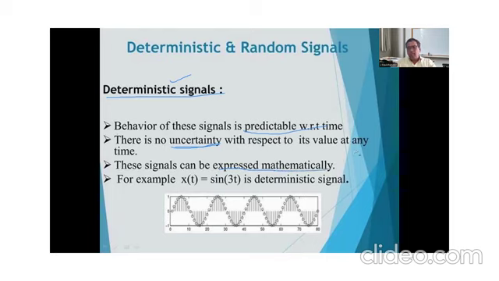Y of t is equal to x of t plus x of t plus 3. In a similar way, we can represent these signals in any mathematical form. For example, x of t is equal to sine of 3t. This is a deterministic signal. This signal can be determined. The value of this particular signal can be defined at any instant of time. So hence it is called a deterministic signal.